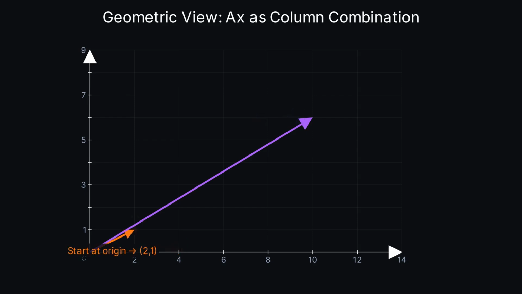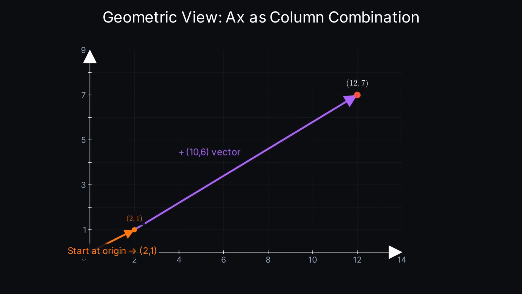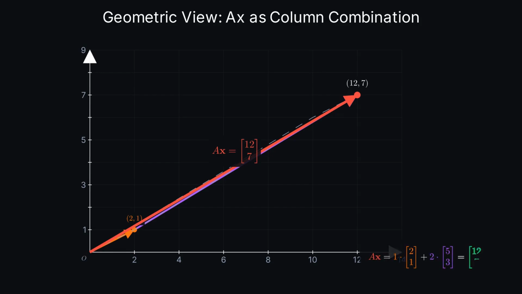Next, we place these arrows head to tail. Start at the origin and follow the first arrow to 2, 1. Then from that tip, add the second arrow of 10, 6. You arrive at the point 12, 7. The bold red arrow from the origin to 12, 7 is our result, A times X. The result is visibly built by combining the columns of A, weighted by the entries of X. This is the geometric essence of matrix vector multiplication.